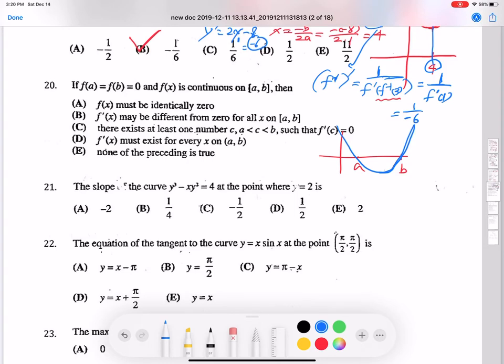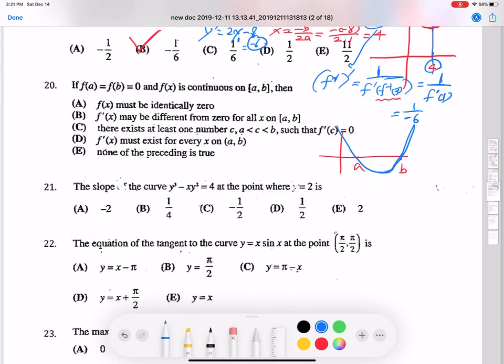Choice B, f prime of x may be different from 0 for all x on [a, b]. It doesn't have to be. All different? f prime of x means the slope of a tangent line. For some x values you can have the same derivative, the same slope, because the function shape varies. So it doesn't have to be all different.